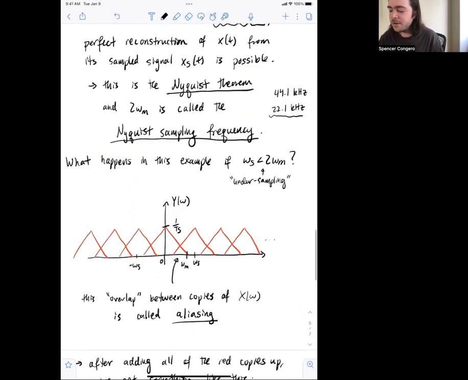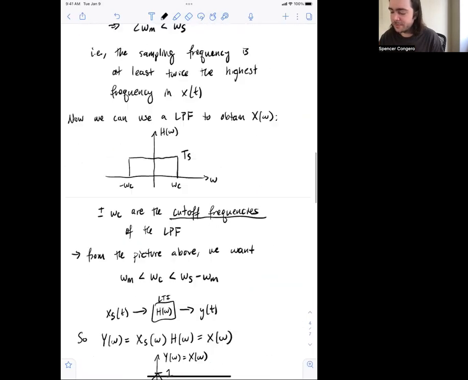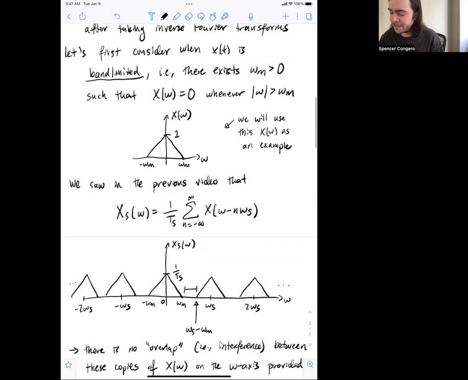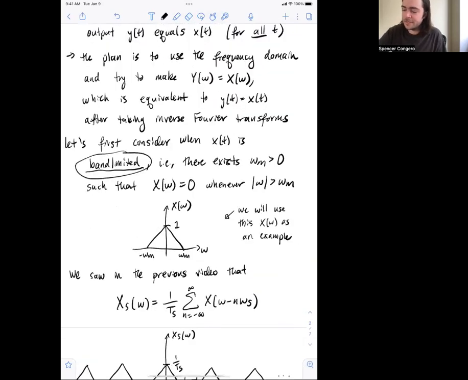But if you remember, there was one more condition I put on my original X of omega. It was at the very beginning. And that was that X of t was band limited. In other words, there exists some max frequency in my signal, after which my X of omega is just 0. Okay, so you might ask yourself, well, is that really a strict condition? And the answer is no.